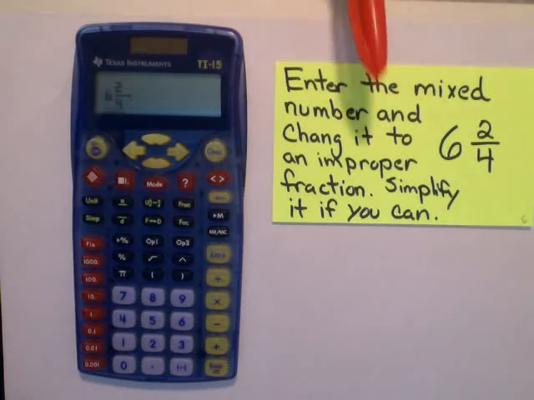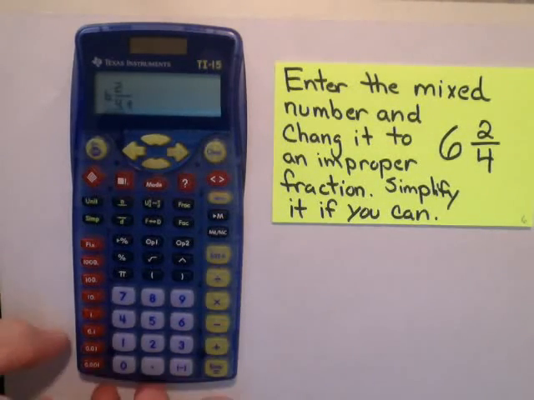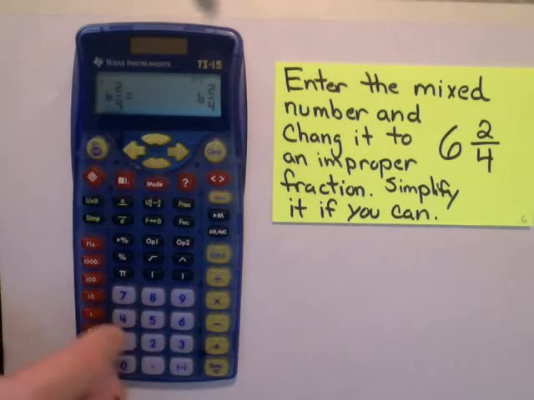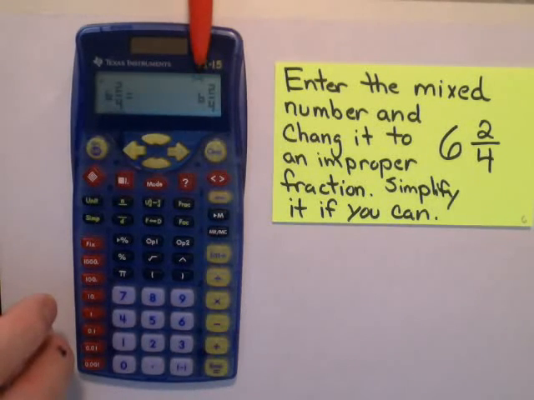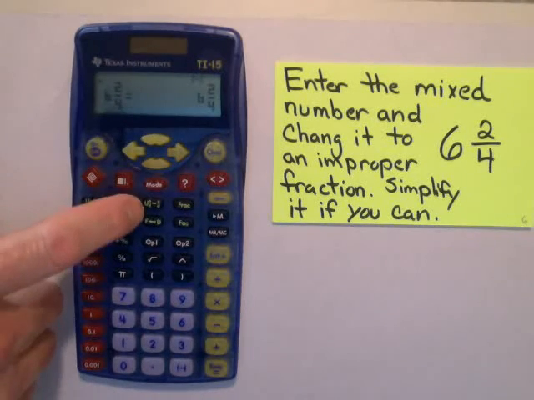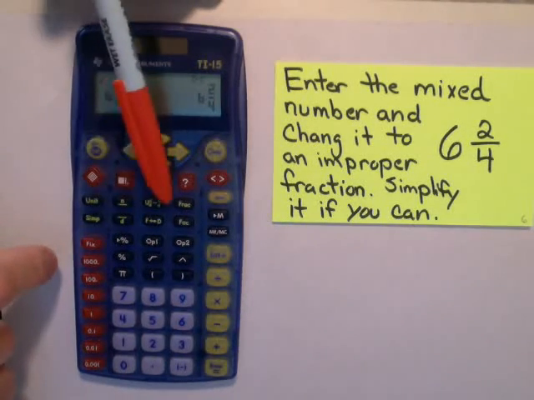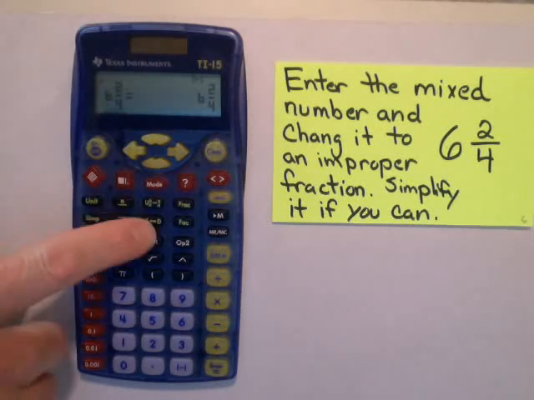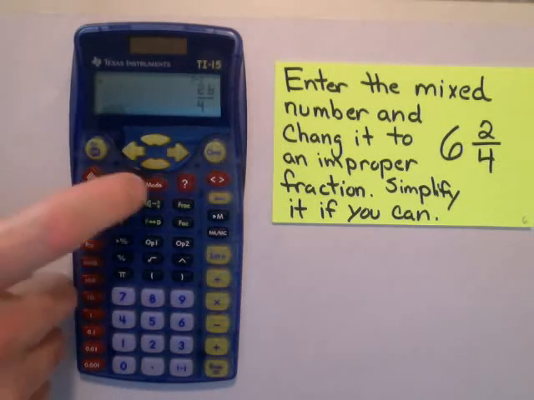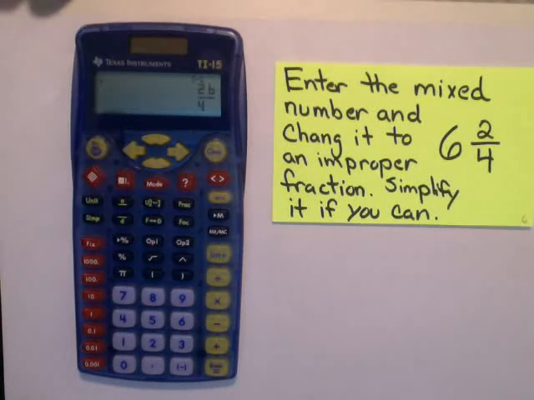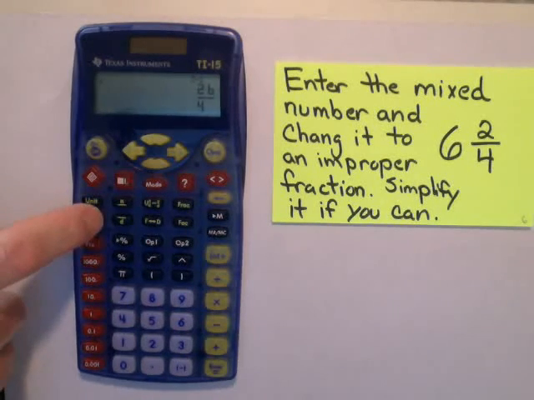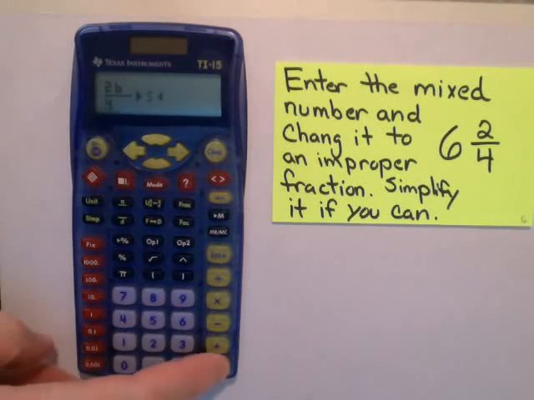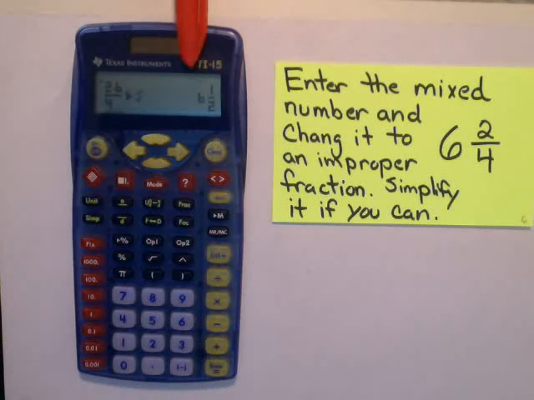Now we want to turn this into an improper fraction, so we're going to hit enter. Calculator knows that we're working with this fraction now, and we hit the converting from mixed to improper fraction key right here in the middle, and we get 26/4. Now it tells you it needs simplified, so we hit the simplify key, and then we hit enter. Now look what it does. It takes it back to a mixed number, but with a fraction in lowest terms.